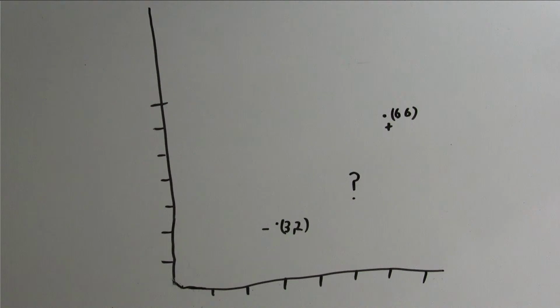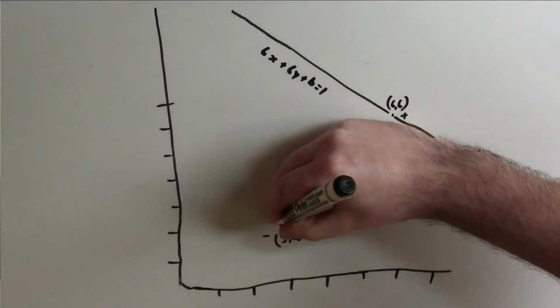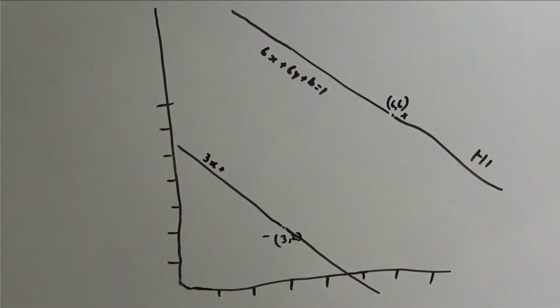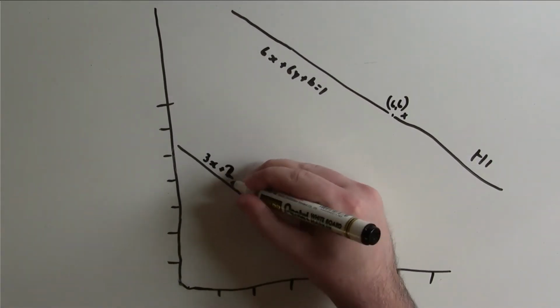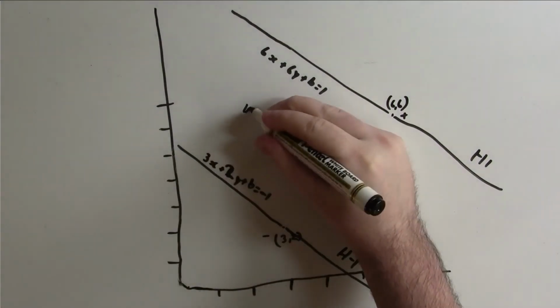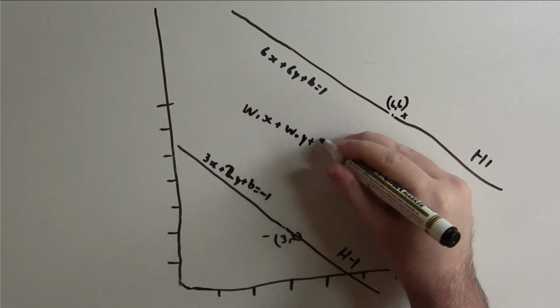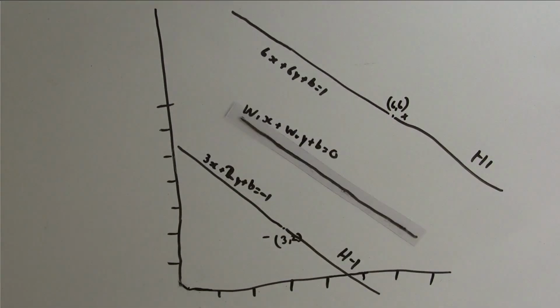Well, I can create two hyperplanes to mark the borders of each point. You can see 6x plus 6y plus b equals 1 because it's positive, and 3x plus 4y plus b equals minus 1. And what I'm looking for is a w1x plus w2y plus b equals 0. In other words, the hyperplane that will give me the best separation of this data.